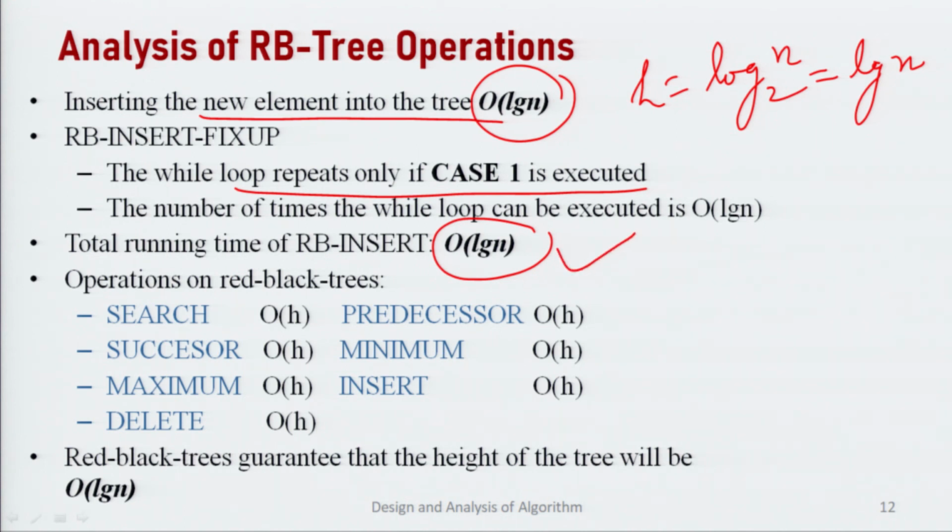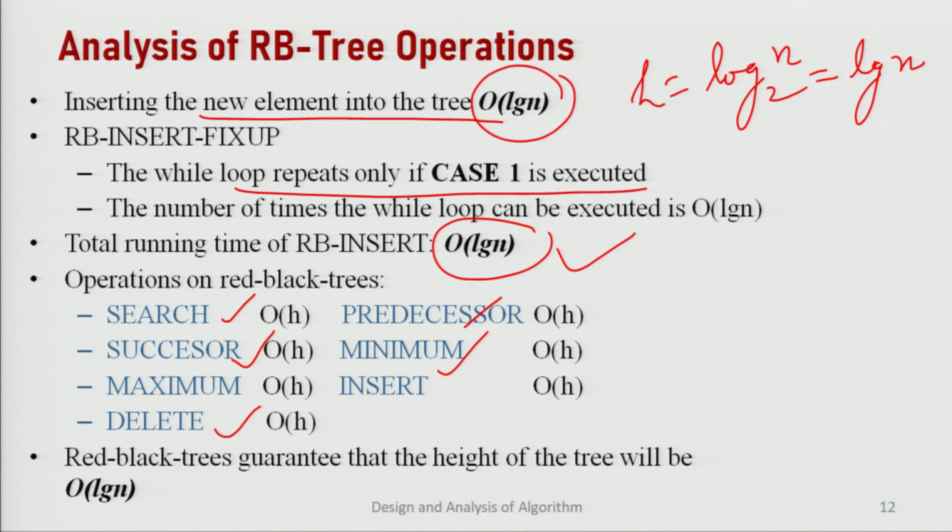Similarly, if we perform the search operation, find the successor, predecessor, minimum, maximum, or delete a particular item, all those operations would take how much time? Big O of h, that is nothing but big O of lg n. So, this is the beauty of the red black tree, that it always guarantees that the height will remain big O of lg n, hence the complexity comes to big O of lg n.